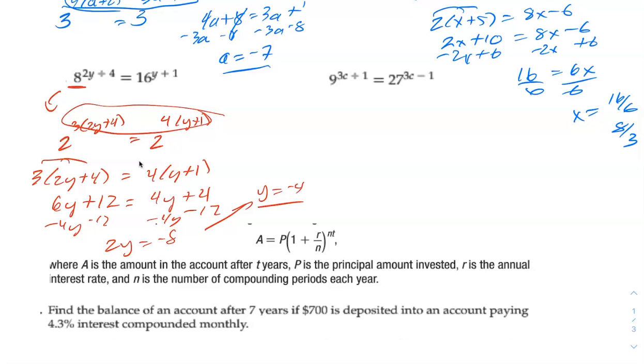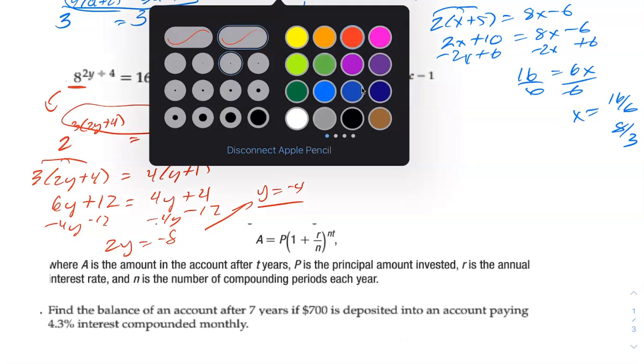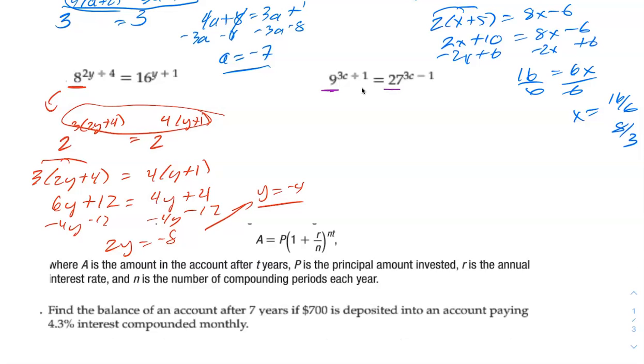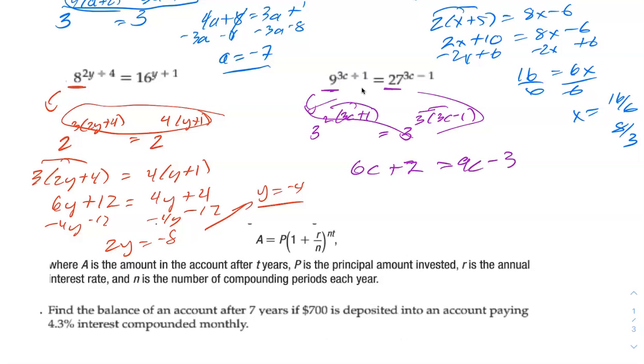So there you go. Next one, same idea. I can't write 9 squared as 81, so it's already dead. So you have to find the same base. These guys both go into 3. You can rewrite them as powers of 3. So this is 3 squared to the 3c plus 1. And this is 3 cubed to the 3c minus 1. Solve the tops. I'm going to save a little space by distributing from the top. So 6c plus 2 equals 9c minus 3. Solve it. Minus 6c, plus 3, plus 3. 5 equals 3c. Divide by 3. c equals 5/3.